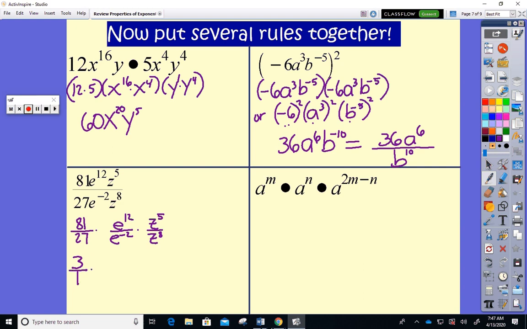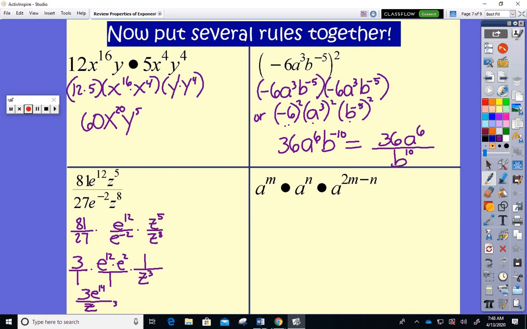Now, on the middle term, what might be easier for you is to make it e to the 12th and maybe move the e to the second up to the top so that you don't have a negative exponent. Sometimes that's easier for people. On the third term, z to the 8th is bigger, so subtract 8 minus 5, z to the third to the bottom. Then I can say, okay, so that's 3, e to the 12th, e to the second, add exponents, over z cubed.